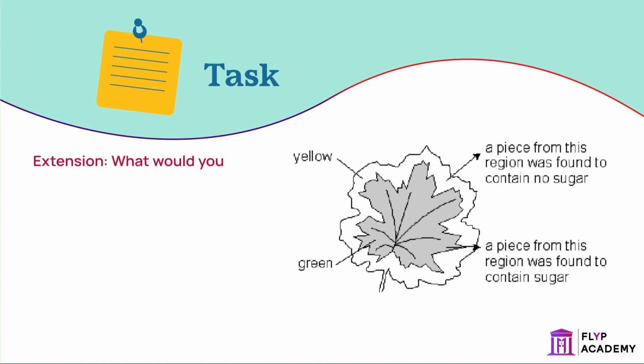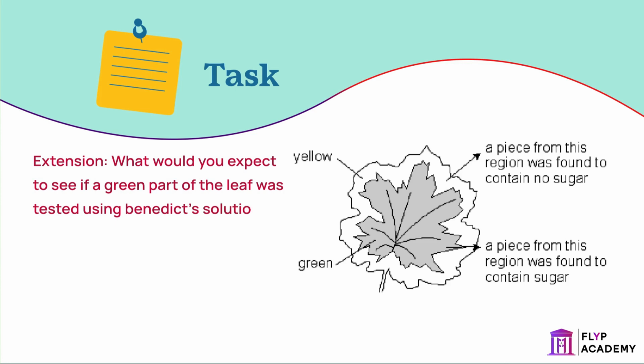Extension. What would you expect to see if a green part of the leaf was tested using Benedict's solution? When tested with Benedict's solution, we would expect to see the green part of the leaf turn the solution from blue to green, orange or brick red to indicate the presence of glucose. This glucose would have been produced during photosynthesis.